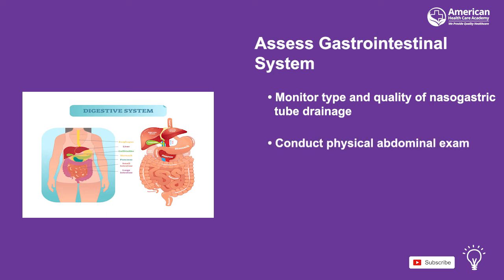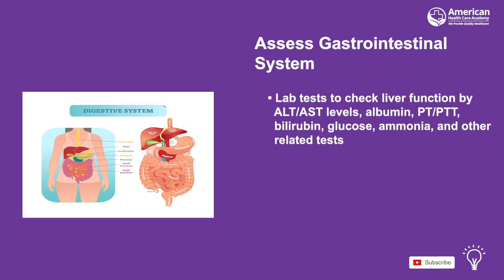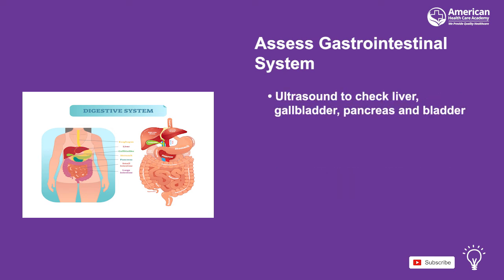Conduct a physical abdominal examination and check the sounds, girth, and tightness of intestines and bowels. Get lab tests to check liver functions by ALT levels, albumin, PT, bilirubin, glucose, ammonia, and other related tests. Check pancreatic function with amylase and lipase tests. Take an ultrasound to check liver, gallbladder, pancreas, and bladder. Get an abdominal CT scan to check for trauma.